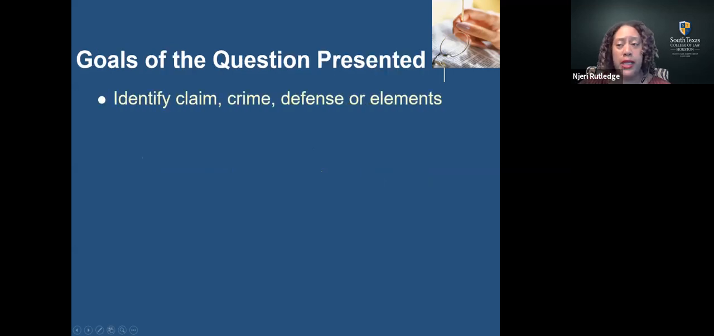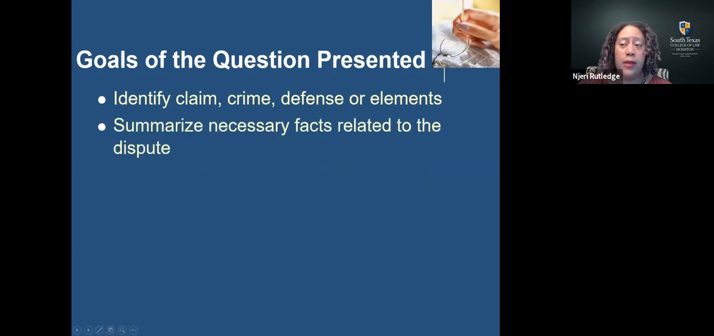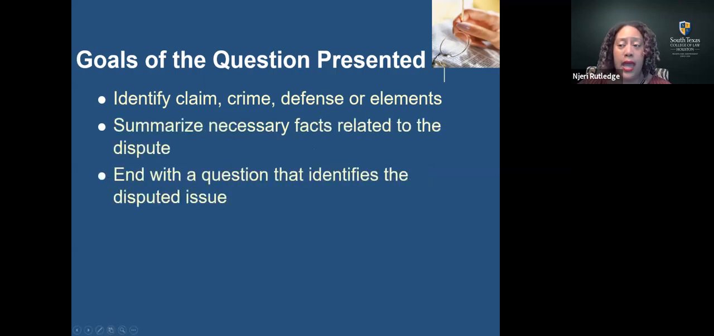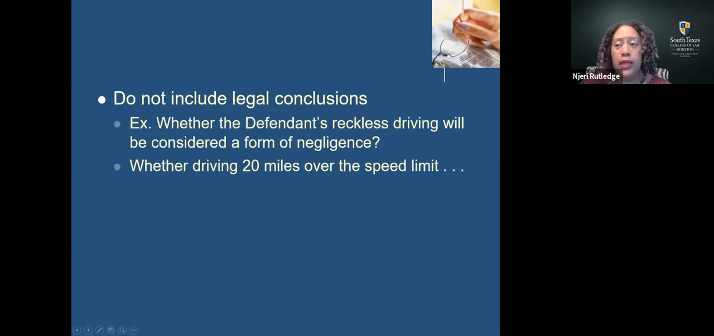What are the goals of the question presented? Well, it helps us identify what the focal point of the memo is. What's the claim, crime, defense, or elements? It helps summarize necessary facts related to the dispute, and it should end with a question that identifies the disputed issue. It should not include legal conclusions. Example would be whether the defendant's reckless driving will be considered a form of negligence. Well, calling or characterizing the defendant's driving as reckless is in and of itself a legal conclusion, right? So a better way to phrase that would be whether driving 20 miles over the speed limit would be considered a form of negligence. See the difference?